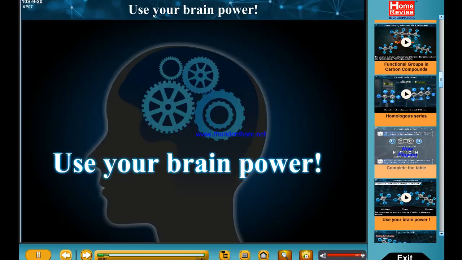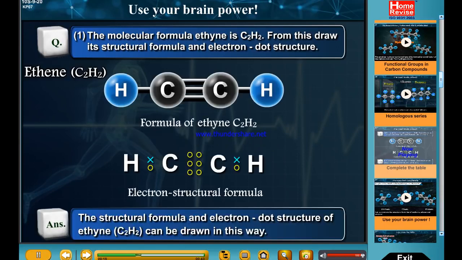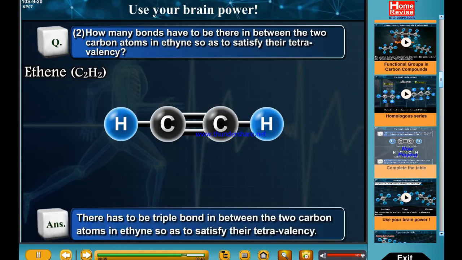Use your brain power. 1. The molecular formula of ethyne is C2H2. From this, draw its structural formula, an electron dot structure. The structural formula in electron dot structure of ethyne, C2H2, can be drawn in this way. 2. How many bonds have to be there in between the 2 carbon atoms in ethyne so as to satisfy their tetravalency? Answer: there has to be a triple bond in between the two carbon atoms in ethyne so as to satisfy the tetravalency.